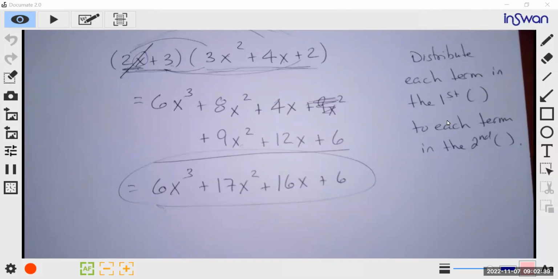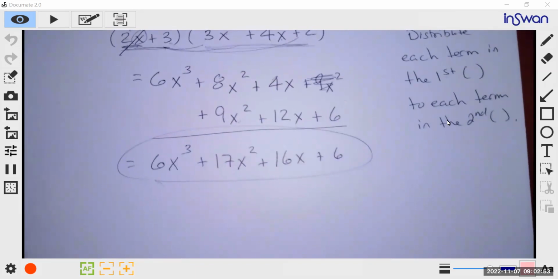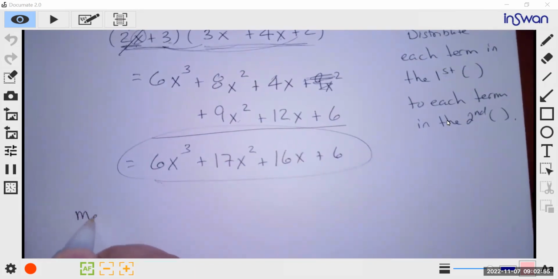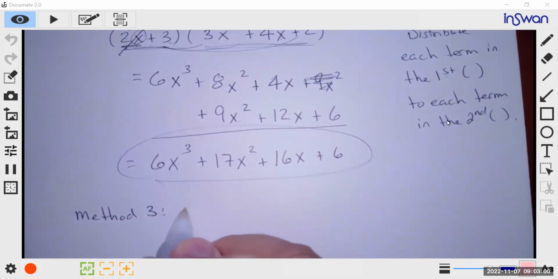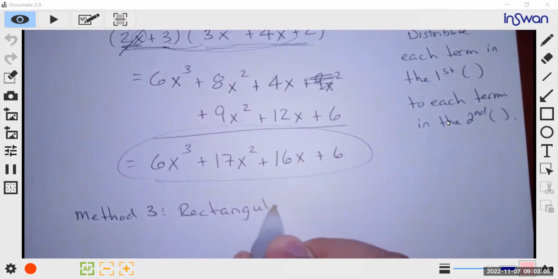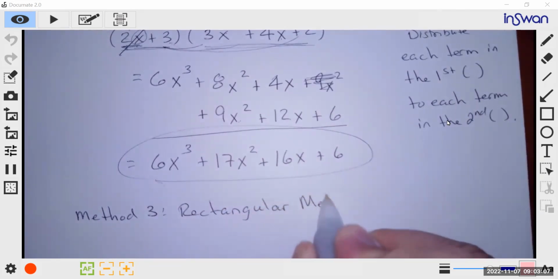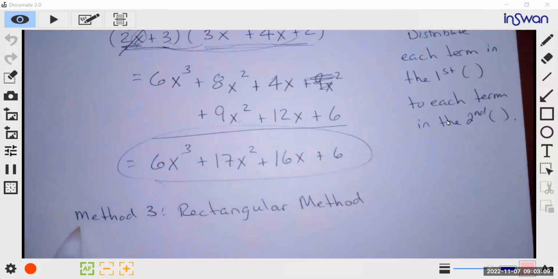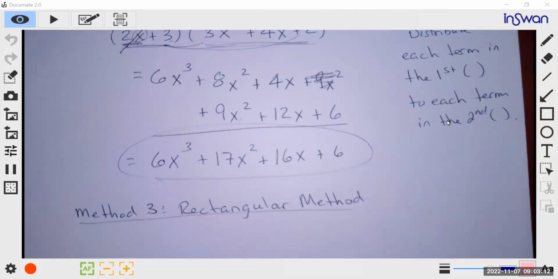So again, the first method we learned was foiling, but that only works when you have binomials times binomials. Anything else, you can't use it. You have to use something else. So I showed you 2 ways of doing distributivity. Here's the third one. The rectangular method.